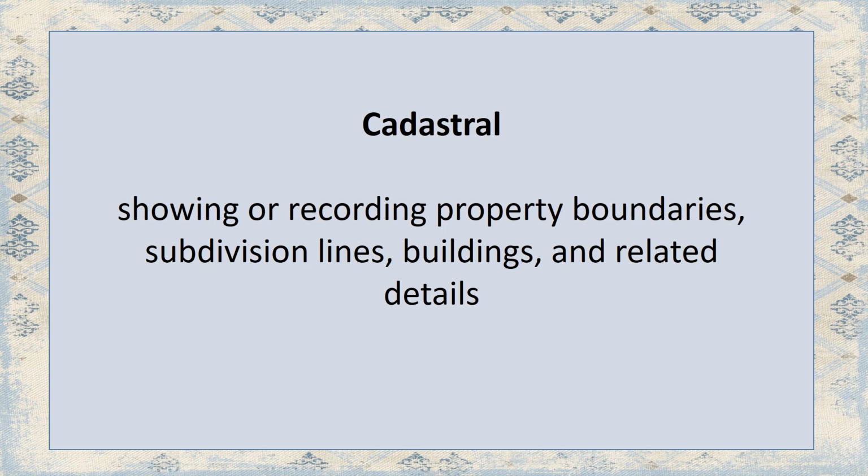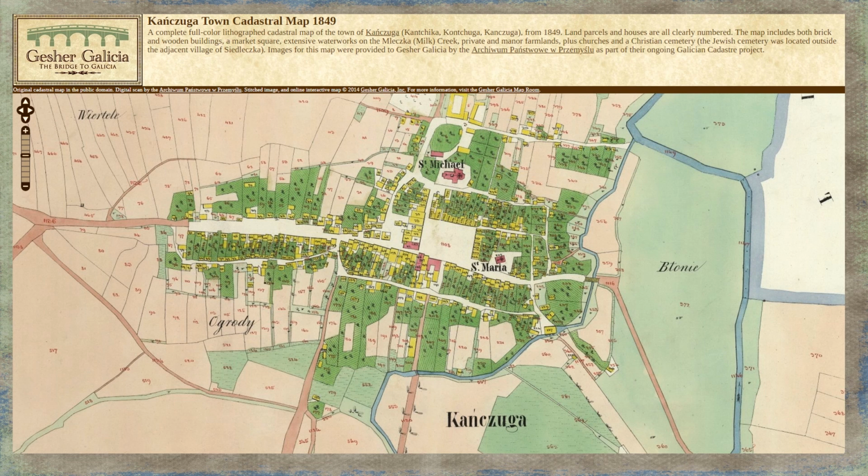Before we begin, let's start by defining some terms that you may come across while researching land ownership maps. Cadastral maps are maps showing or recording property boundaries, subdivision lines, buildings, and related details. You may find maps of the area where your ancestor lived without the landowner's name. These are still useful in identifying churches, schools, and industry that could aid in your research. A deed may help you identify which parcel your ancestor lived on.